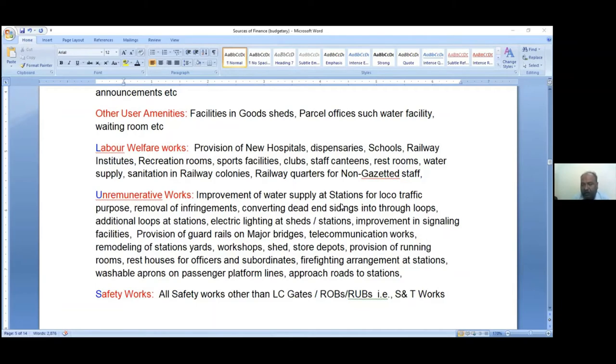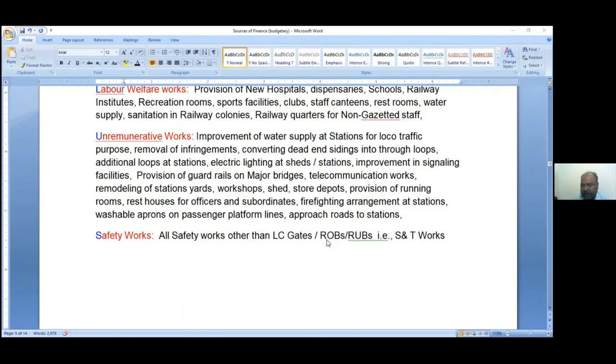Remember the numerical code easily also: 20 for DF1, 33 for DF2, 43 for DF3, 53 for DF4. It is a 10-10 difference. Safety works, other than the sensing gate contributed, that means S&T works and anti-pollution devices, whatever safety works there are, are all charged to the development fund.